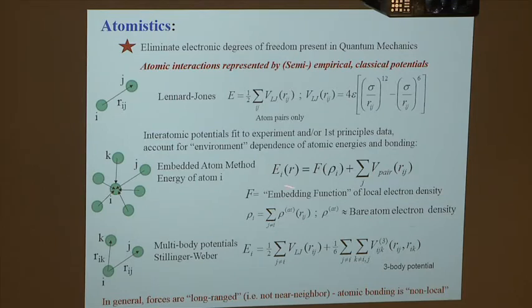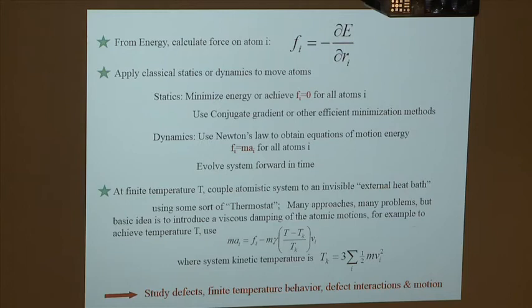This is our classical energies, and we can proceed classically by minimizing the energy with respect to the positions of all the atoms without worrying about any PDEs or quantum mechanics. So if I have the energy of something, I can calculate the force by taking the configurational derivative with respect to the position of that atom. And then we can use classical statics or dynamics. Statics, we just minimize the energy. That's equivalent to making all the forces zero. And there are all kinds of numerical methods for doing that.